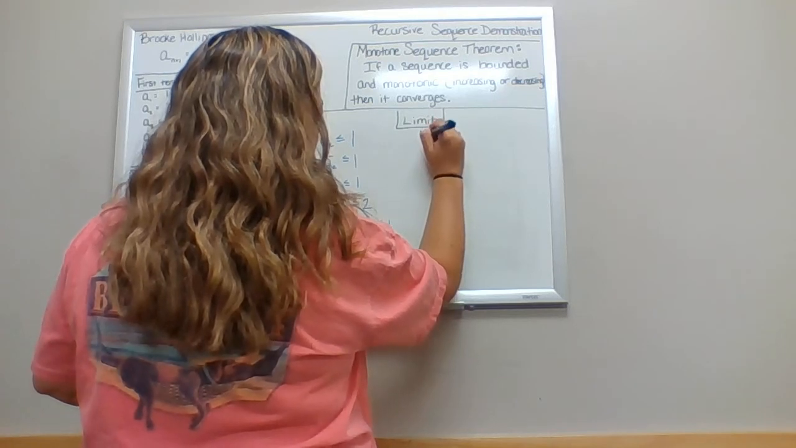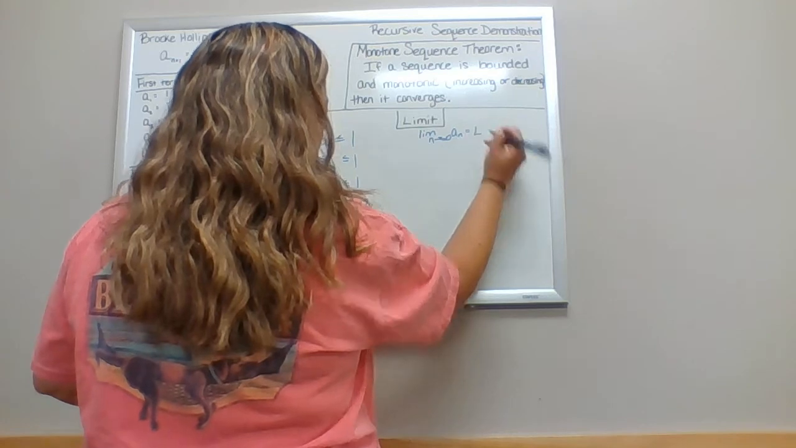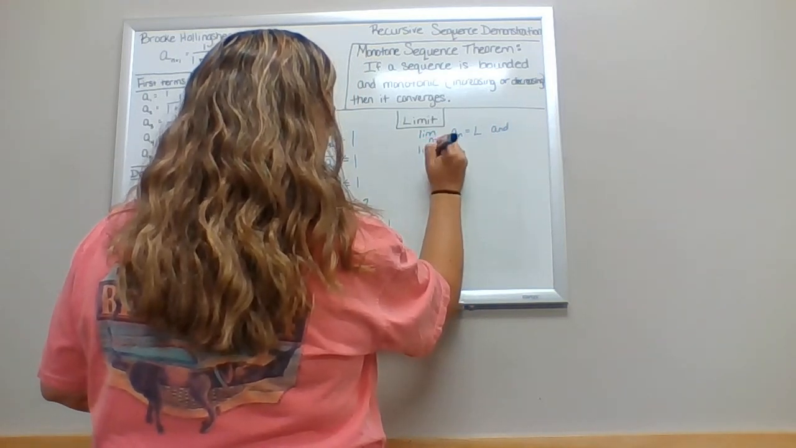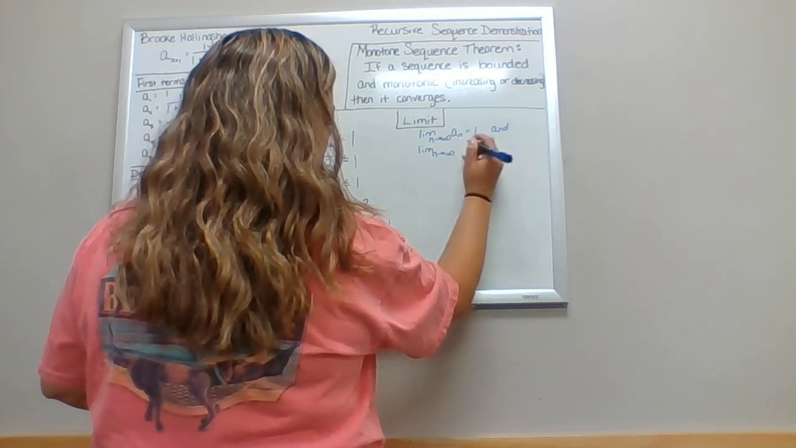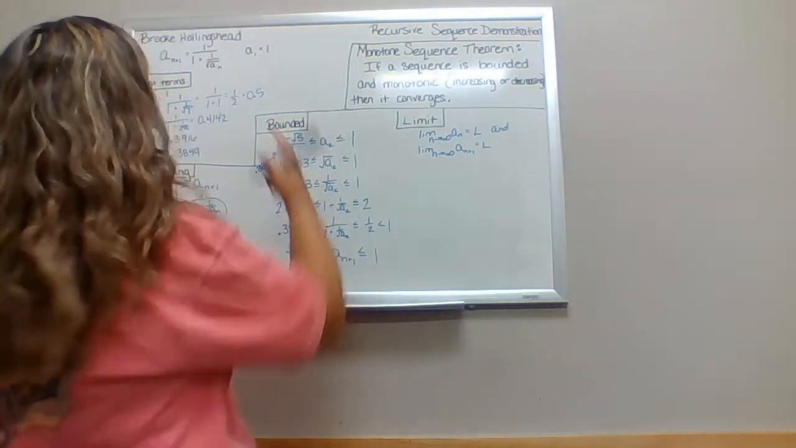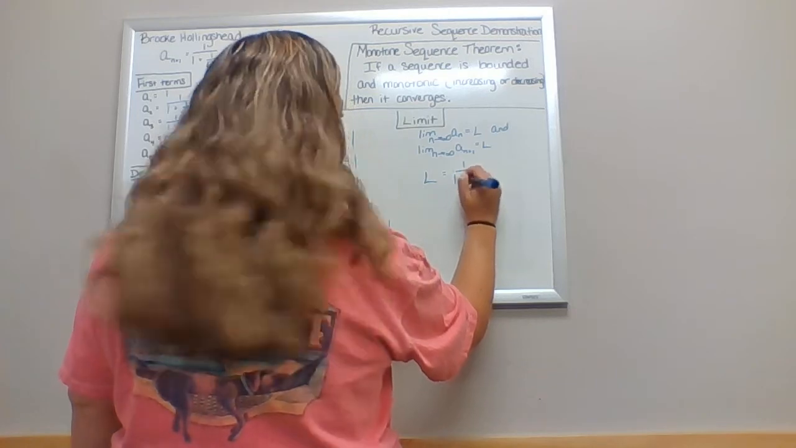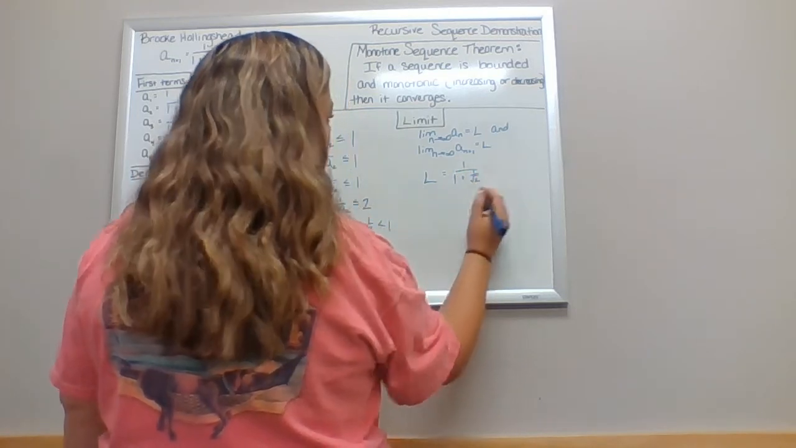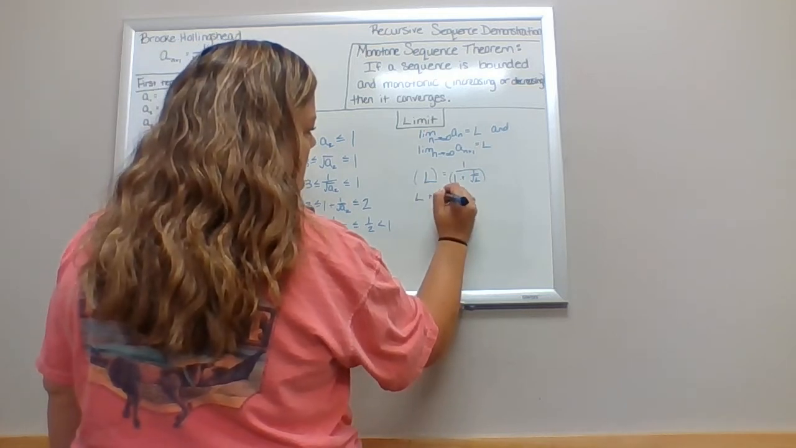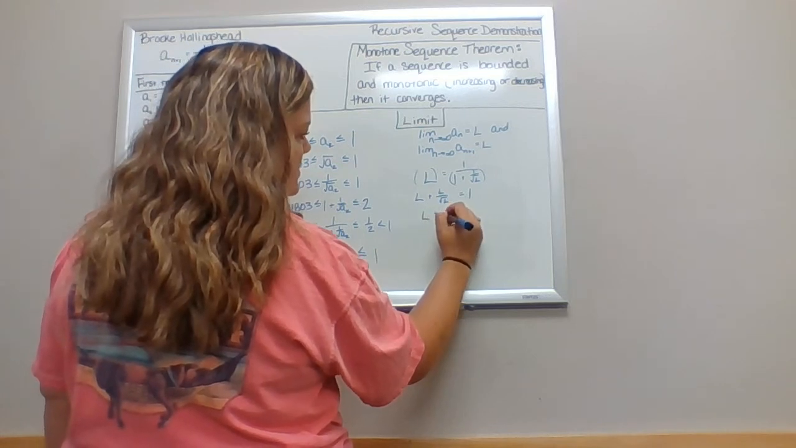This means that the limit as n approaches infinity exists, and it's the same for each term. So the limit of a sub n and the limit of a sub n plus 1 are both L. So I'm just going to replace everything in my formula with L. 1 plus 1 over square root of L. Multiply both sides by this denominator. L plus L over square root L equals 1. This can be rewritten as square root of L.